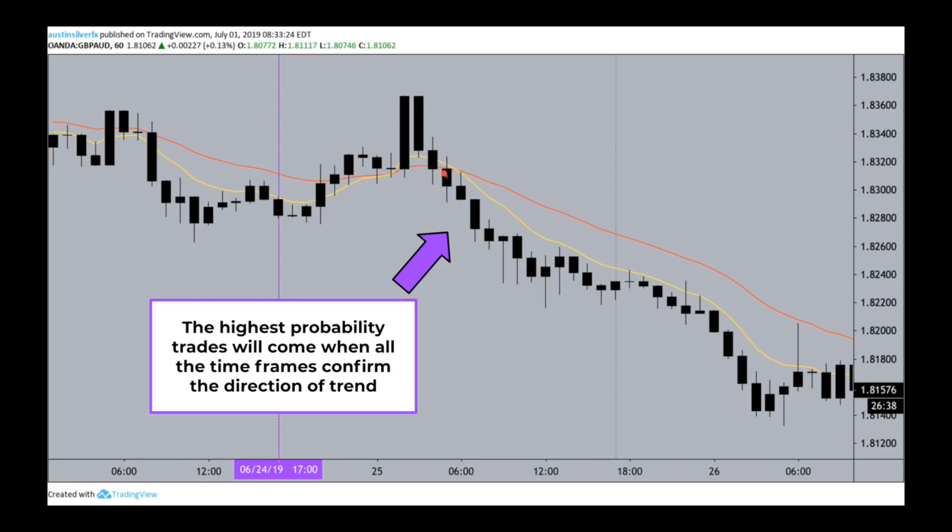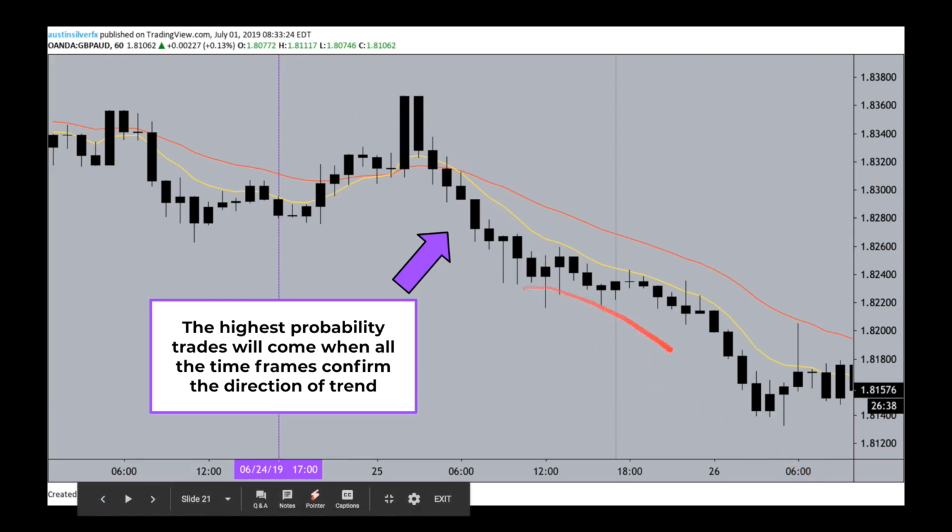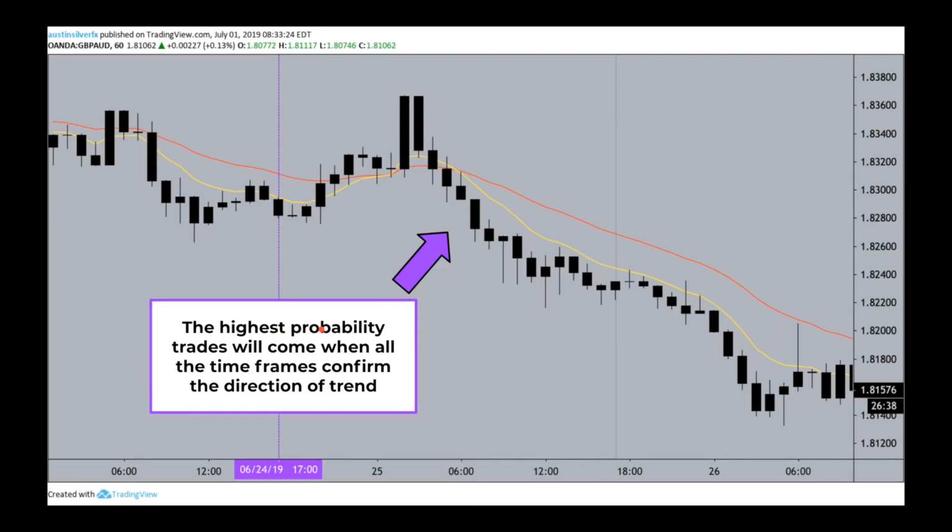Here at about 6 a.m., we ended up shifting back down after a brief pullback, but as you can see, that one kind of fake out bar just retested the previous zone before it moved back down into that overall trend. Like I said in the notes here, the highest probability trades are going to come when all time frames confirm the direction. So we now had the daily, the 4-hour, and here the 1-hour telling us that we should be short biased.